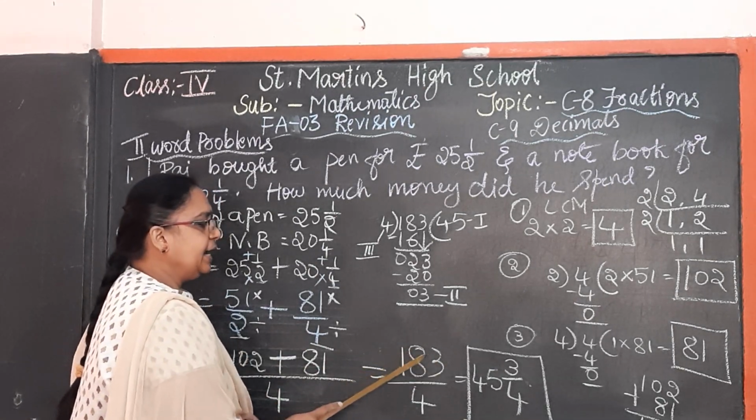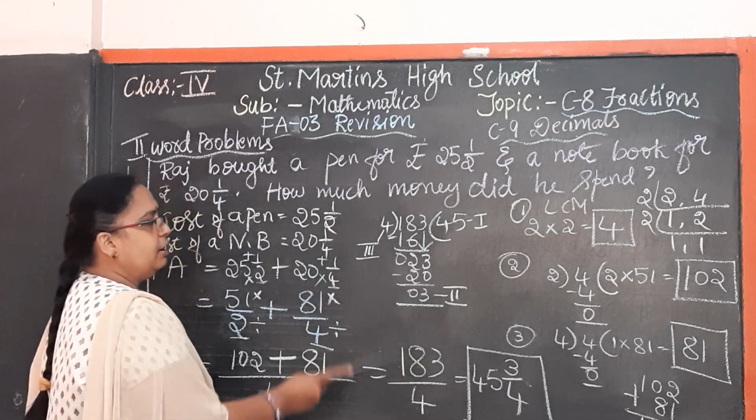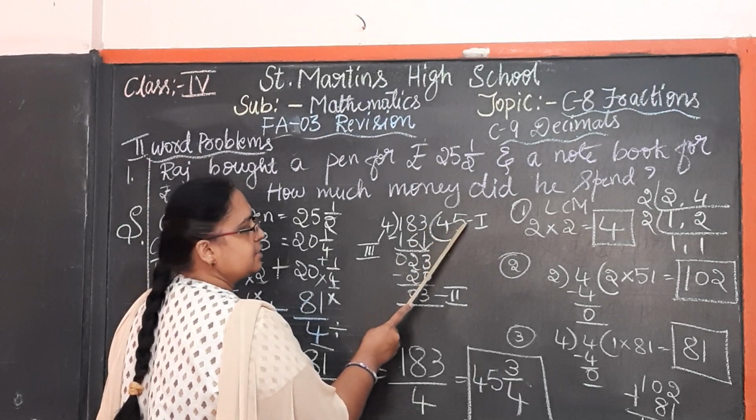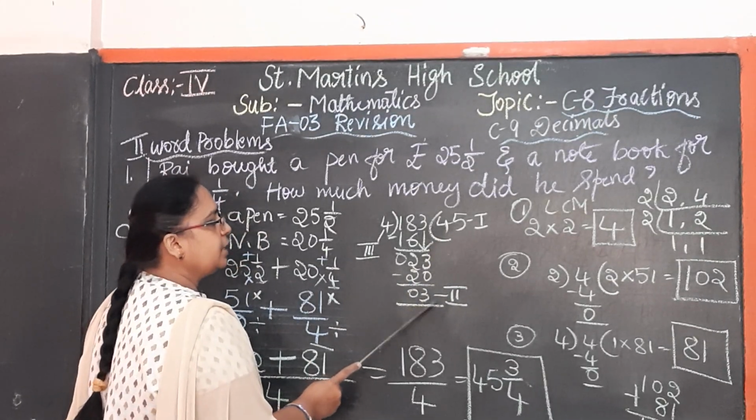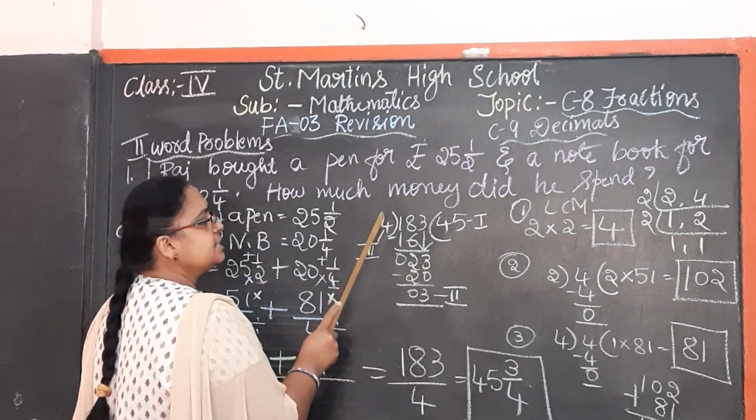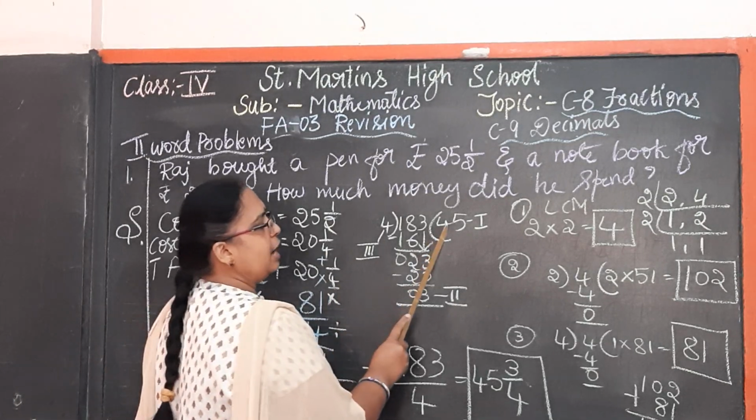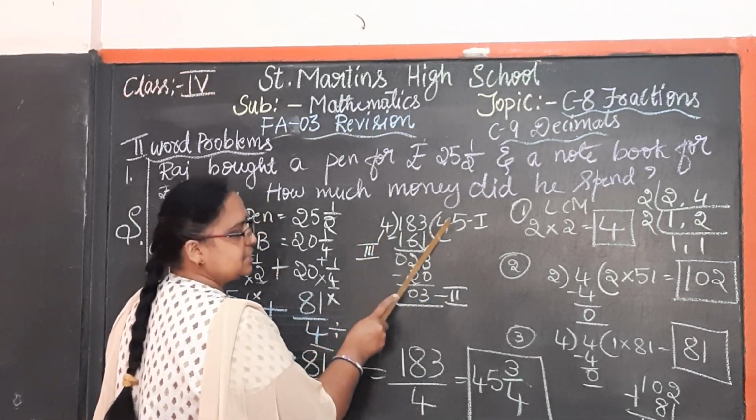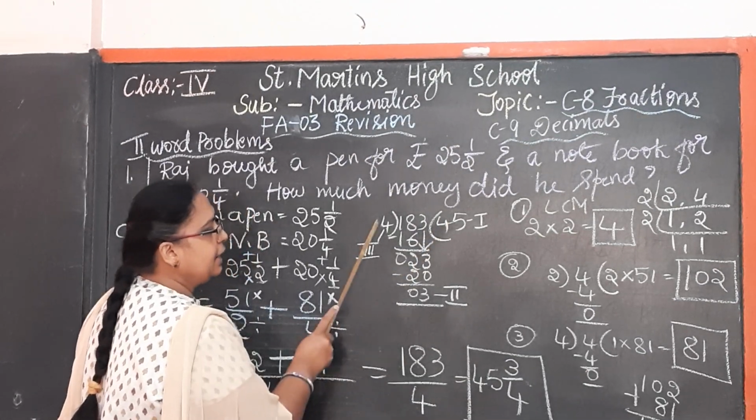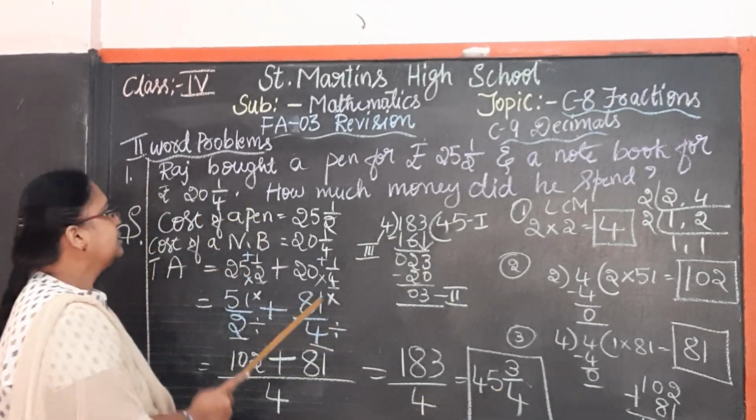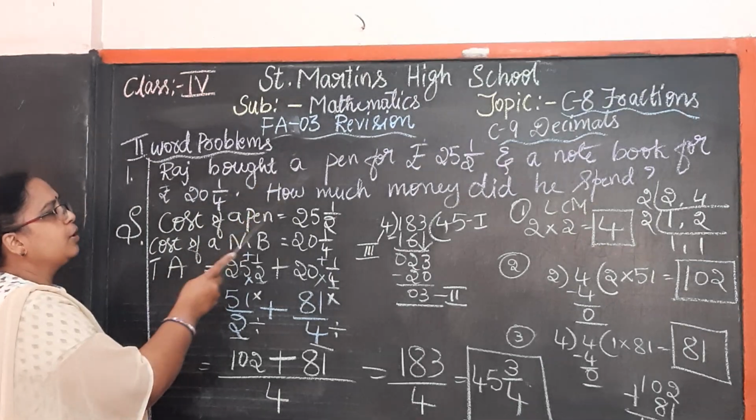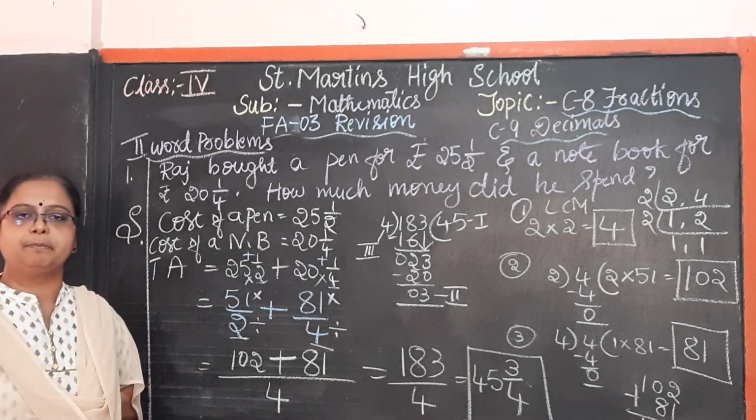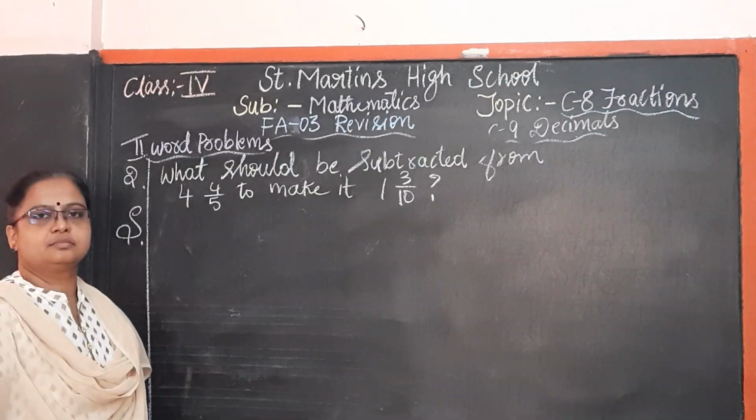That is, 183 should be divided by 4. When we divide 183 by 4, we got the quotient 45, the remainder is 3, and the divisor is 4. First we have to write the quotient, then the remainder, then the divisor. That is, first we have written 45, 3 by 4. Yes. How much has Raj spent for a notebook and a pen? That is rupees 45 3 by 4. He has spent this for the pen and the notebook.